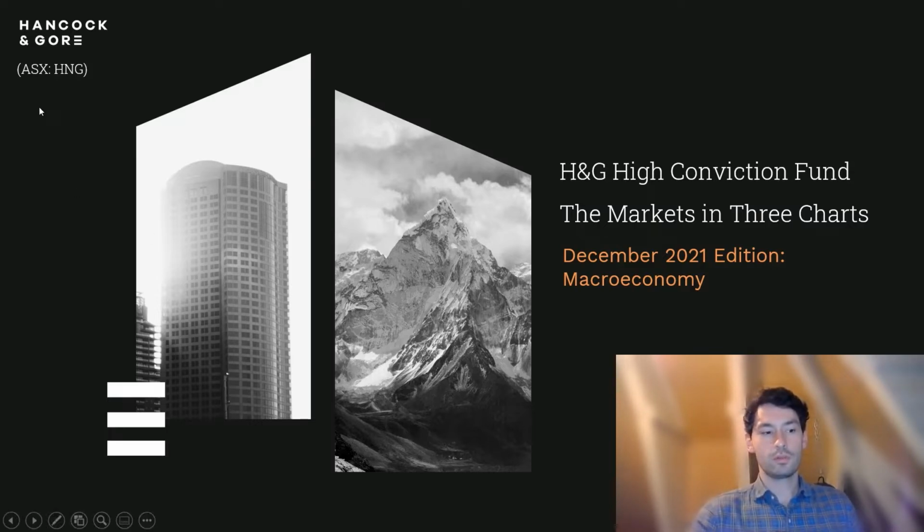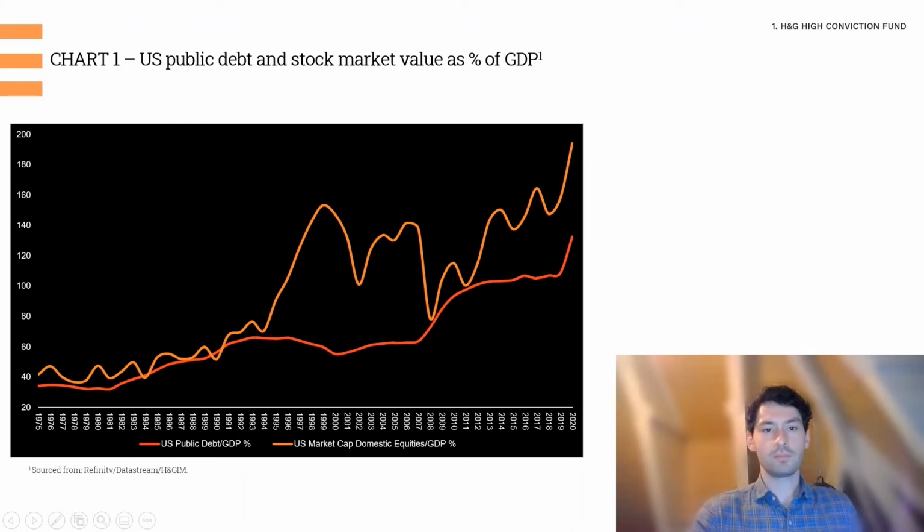So the first chart I want to discuss today is the US public debt and stock market value as a percentage of GDP. So with the recent bout of volatility and the S&P 500 notching new all-time highs, there are concerns about whether the staggering post-COVID market run is really sustainable. But markets have been exhibiting fragility for some time.